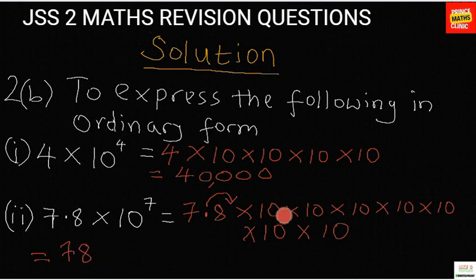So since this 10 is gone, how many zeros do we have left? 1, 2, 3, 4, 5, and 6. So you put out 6 zeros: 1, 2, 3, 4, 5, 6, which gives us 78 million as the result. Good. Right? So let's proceed to question number 3.